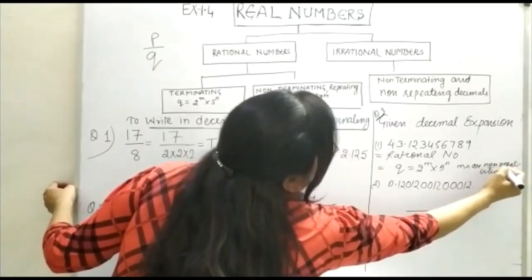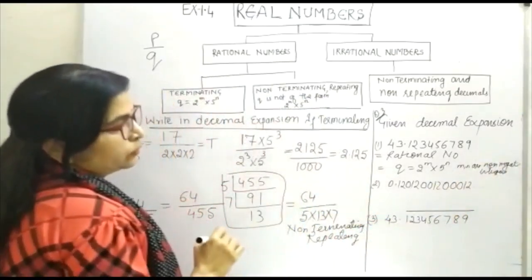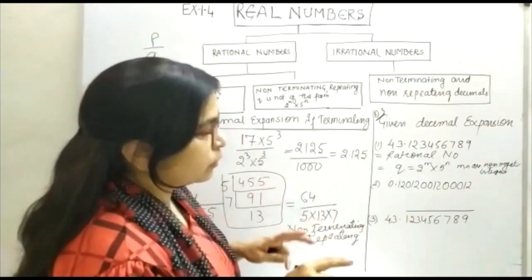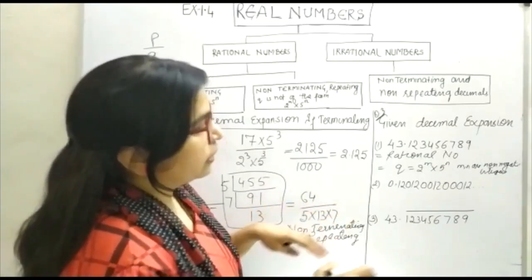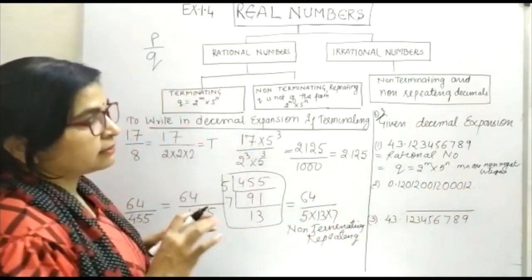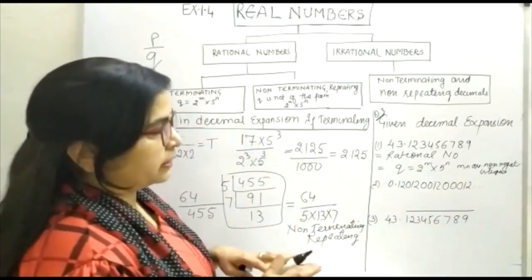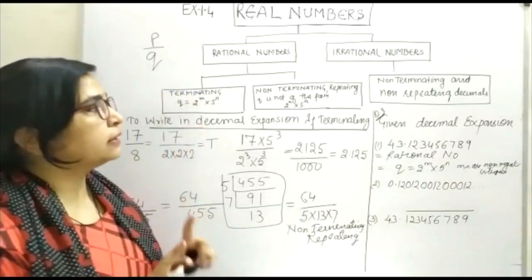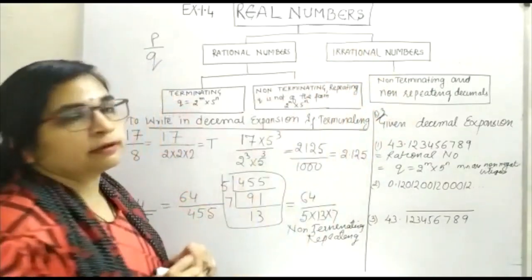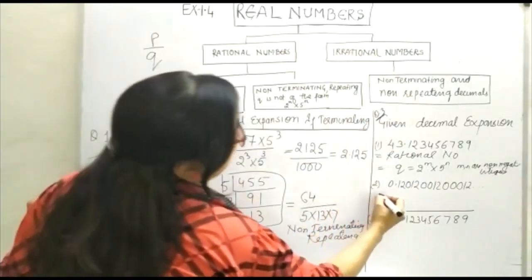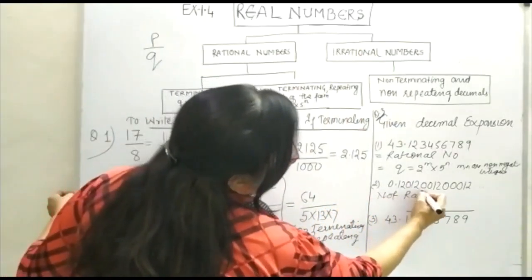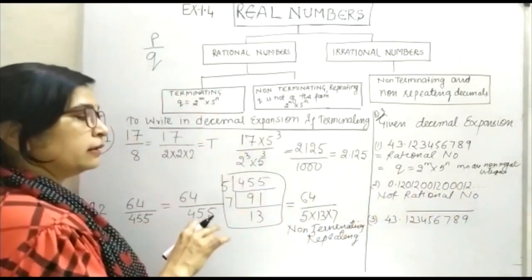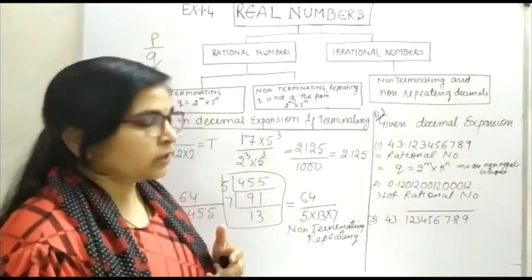Okay, when you come to the second one, you can see that it is 0.1210, then 0.1200, then again 12000. In this way, the dots represent that this expansion is non-terminating, and moreover you can see it is non-repeating. If it is non-terminating and non-repeating, that means it is irrational. So you will be writing here: not rational. It is not a rational number, because they have asked in the form of rational. If it is rational, then only you will be writing about its denominator.